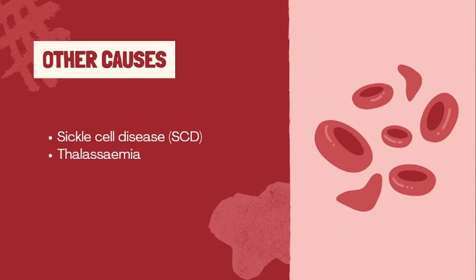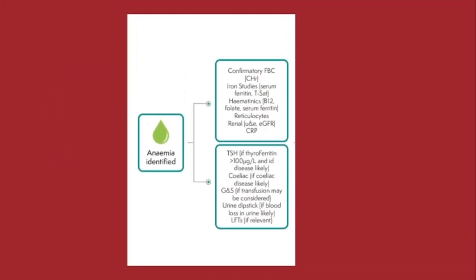There are actually several other causes of anemia, but some causes that you need to be aware of are sickle cell disease and thalassemias. Okay, so now we're going to discuss the diagnosis of the patient. Once the anemia is identified, how do we proceed with our screening?